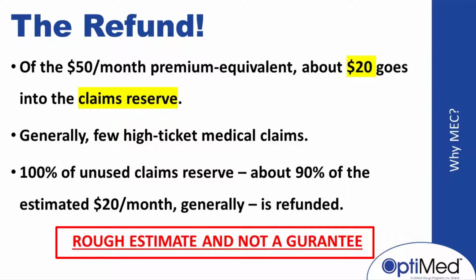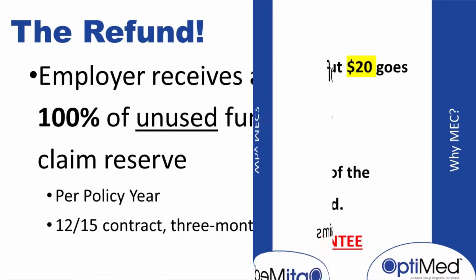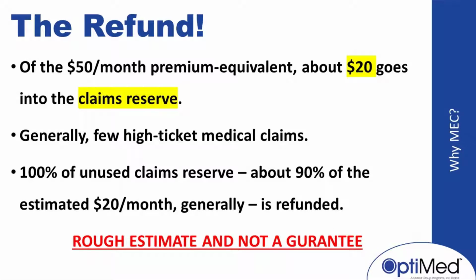So it's a 12-15 contract. Well, they'll get their refund 15 months after the effective date of whatever the unused claim reserve is. And they're getting back about 90% of what they put in that 12-month period. And the reason why is that if you cover a lab test, it's going to cost 10, 20, 30, 40 bucks. It's not going to break the bank.